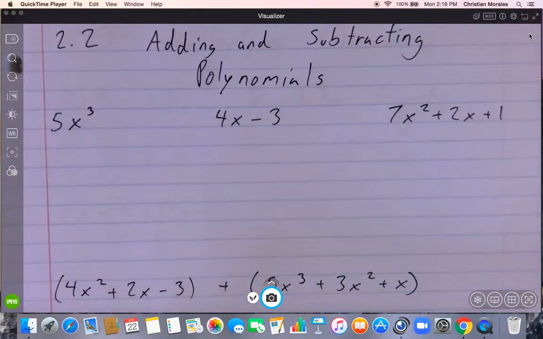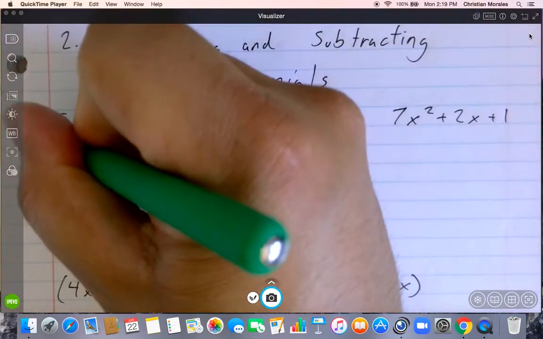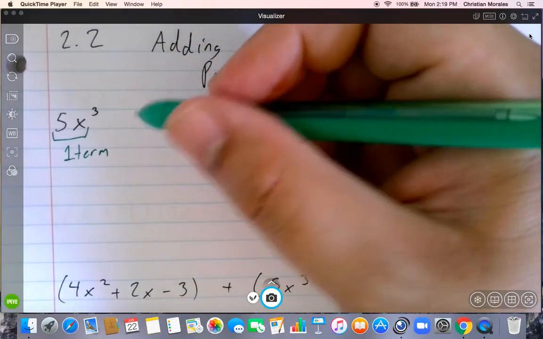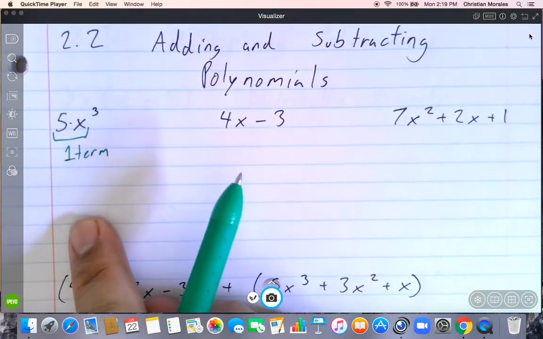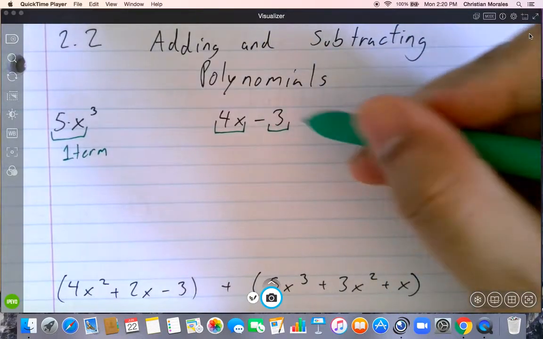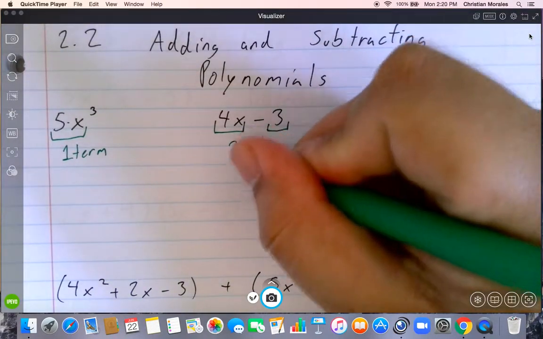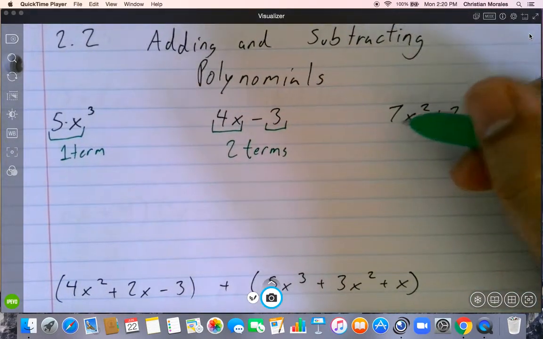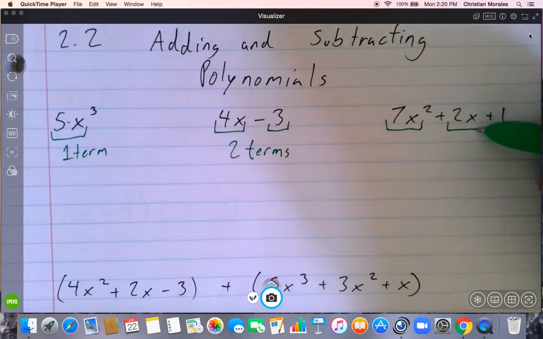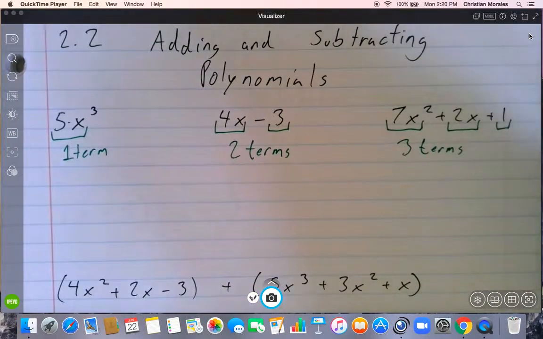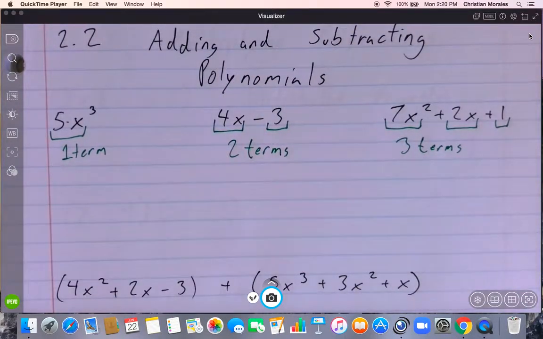So if I label this, this is one term. Even though there's two things involved, these two things are multiplying, so it's considered one term. This, however, is not multiplying, they're subtracting. So actually, this is considered two terms. And this one that is adding, this is considered three terms. Okay? So the reason that's important is because depending on the number of terms, they have special names.